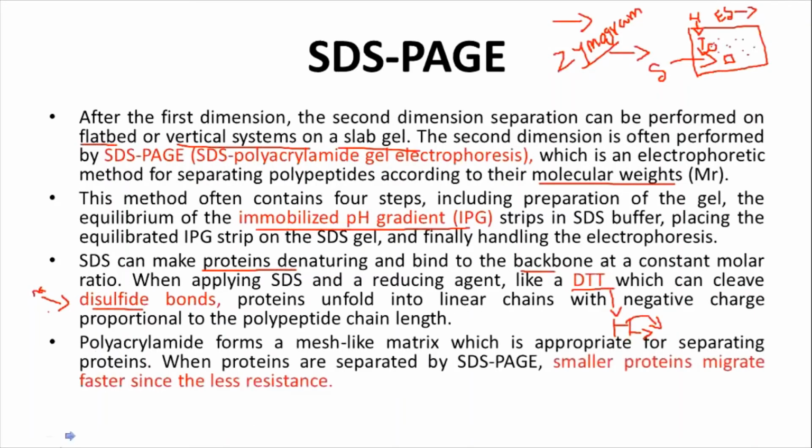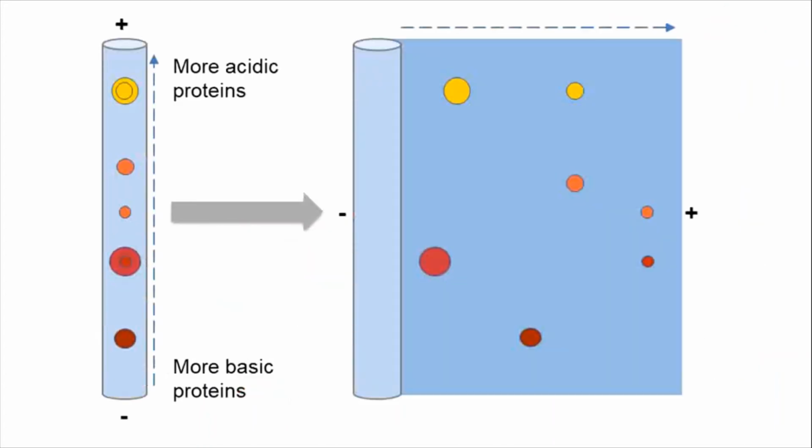You know very well polyacrylamide gel is a mesh-like network that separates the proteins according to their size. Smaller proteins migrate faster than large proteins because the gel creates resistance.